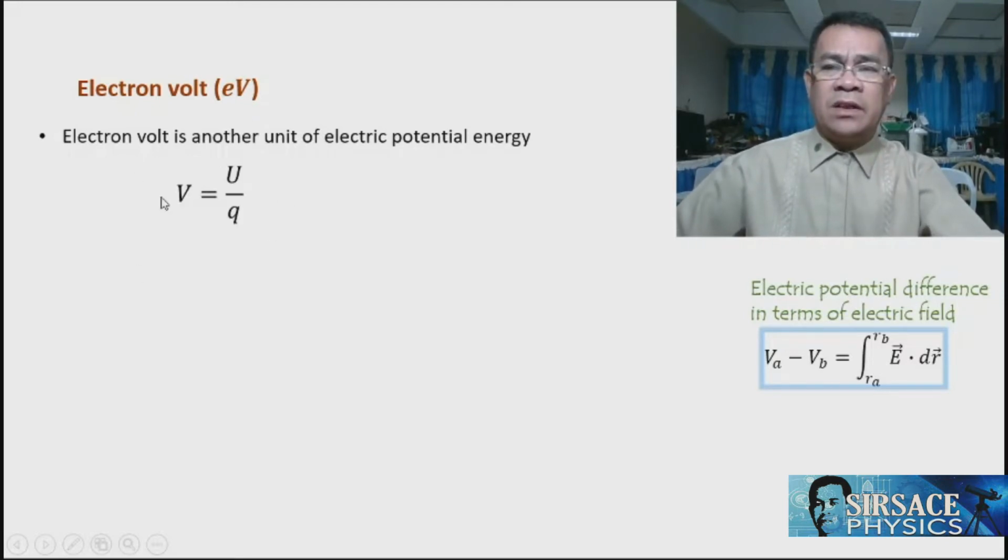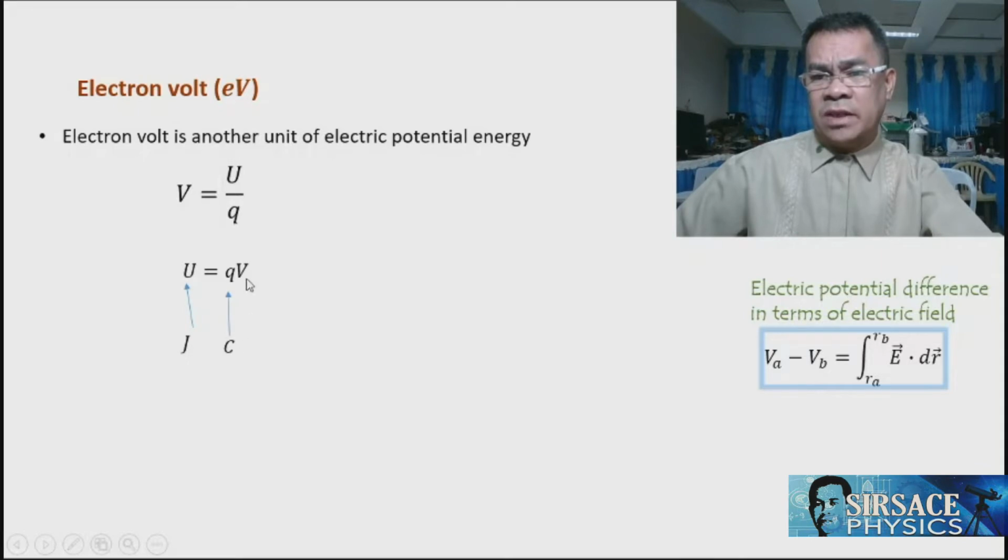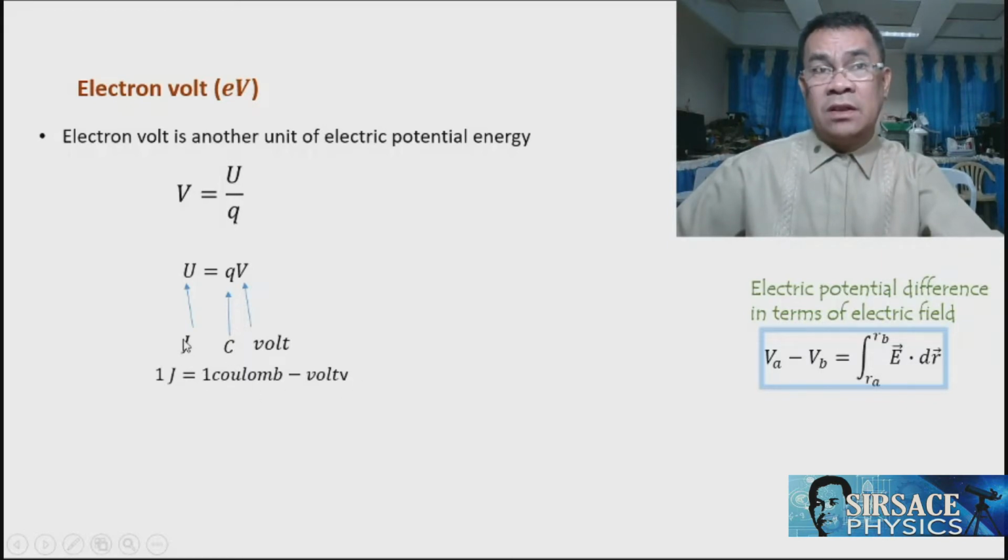Remember that the electric potential is U over Q, or the energy divided by the moving charge. If we cross multiply, the energy now becomes Q times the potential, where Q has the unit of coulomb, this is the unit of volts, and this is the unit of joule. So the unit of U is joule, this is coulomb, and this is volt. From there we can say that 1 joule is 1 coulomb volt, and we understand that joule is newton meter.